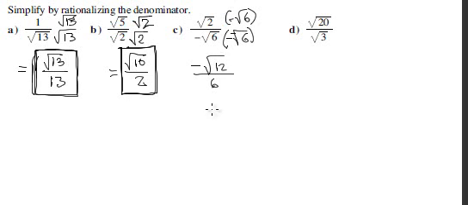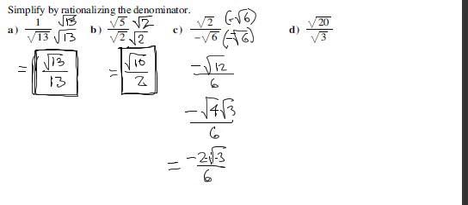I hope you noticed that root 12 is reducible. We're not going to remind you about that. We're going to just start assuming that you will do that, or expecting that you will do that. You will always break down roots whenever possible. So you get minus 2 root 3 over 6. Divide the top and bottom by 2 to reduce the fraction, and you get minus root 3 over 3. That's that one cleaned up.